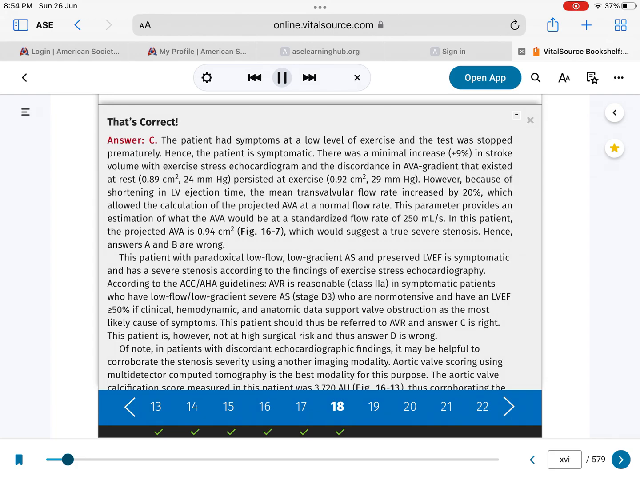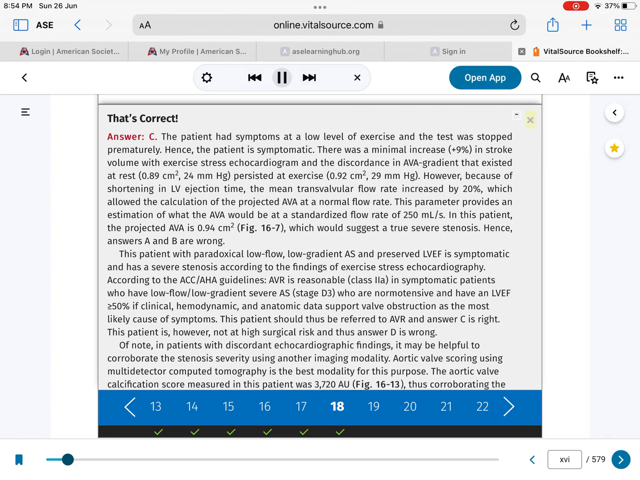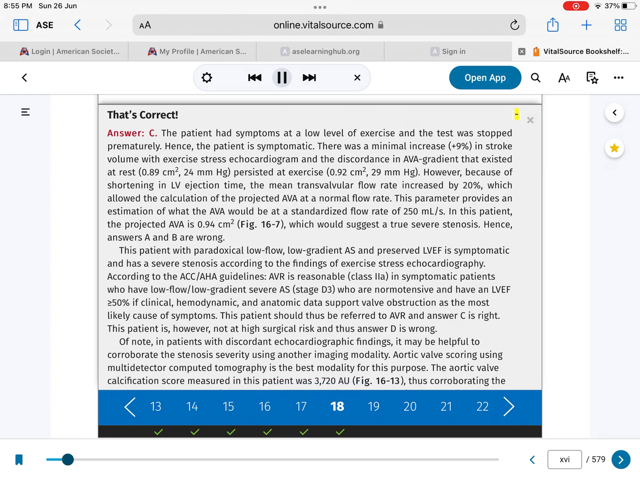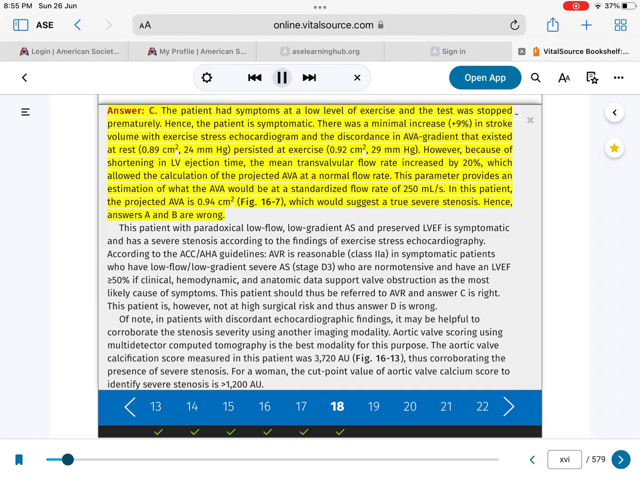LVOT, left ventricular outflow tract. M-grad, mean gradient. P-grad, peak gradient. Q, transvalvular flow rate. SV, stroke volume. V peak, peak aortic jet velocity. VTI, velocity time integral. Multiplication sign. Hyphen. That's correct answer: C.